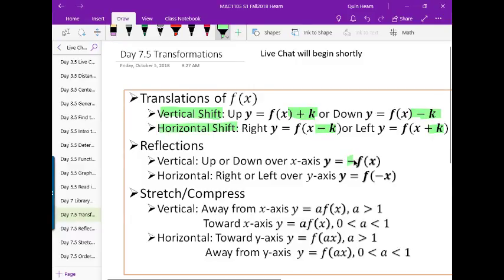If you put a negation outside the function, you get a vertical reflection. If you put a negation inside the function, you get a horizontal reflection. If you multiply by a number on the outside of the function, then you're going to get a vertical stretch or compress depending on the size of the number, if the number is bigger than 1 or less than 1. And if you multiply a number on the inside of the function, you're going to get a horizontal stretch or compress depending on the value of the number.